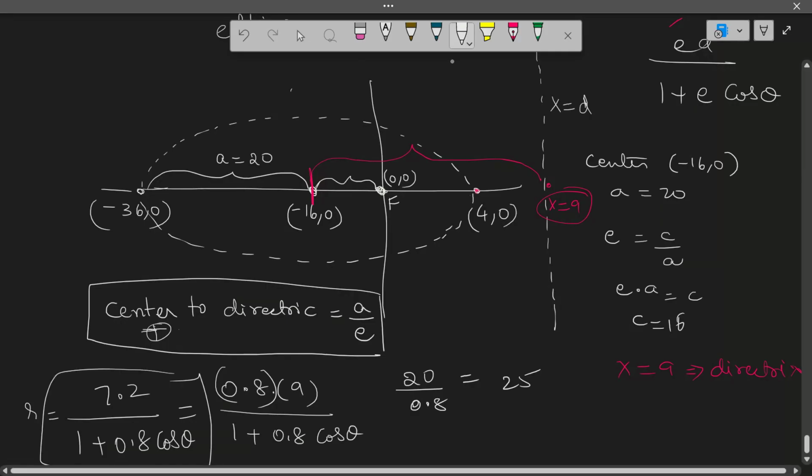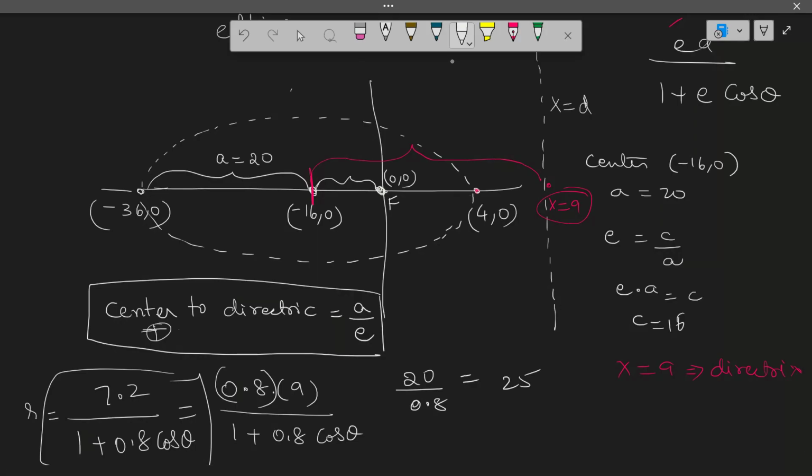For which problem is this? I forgot which problem. 16.